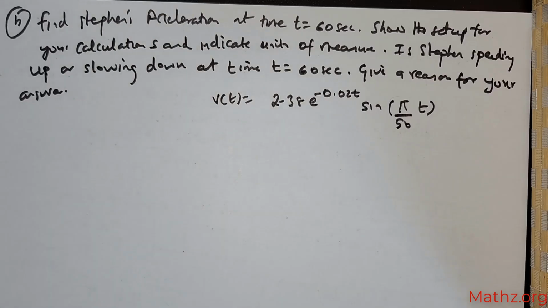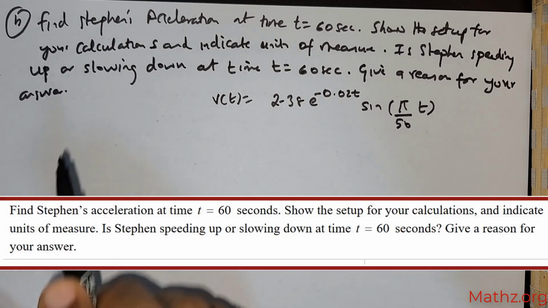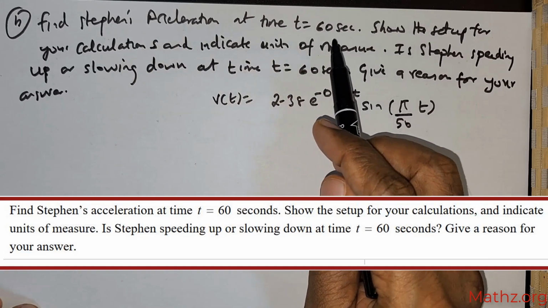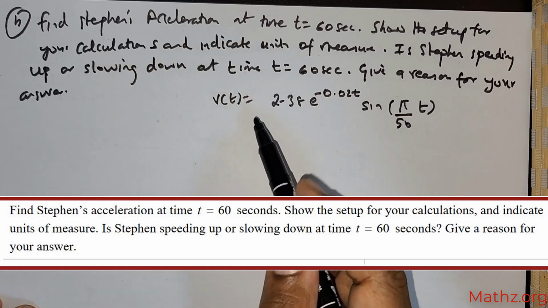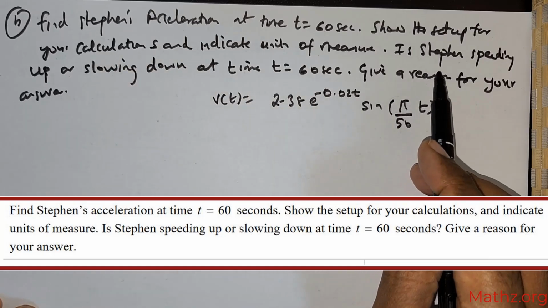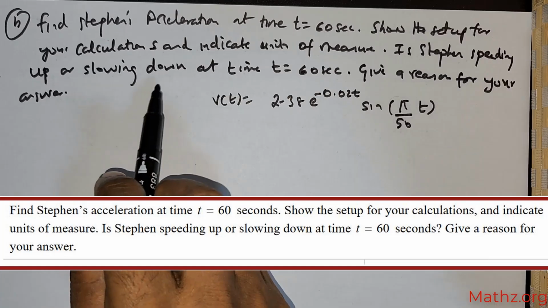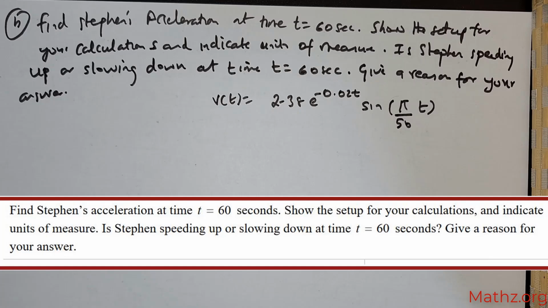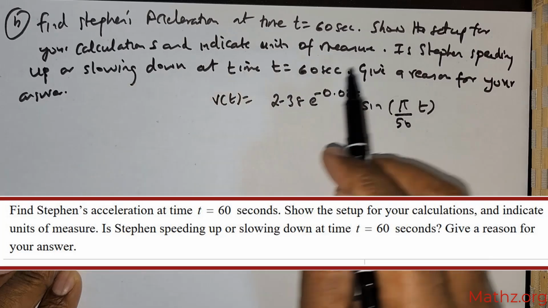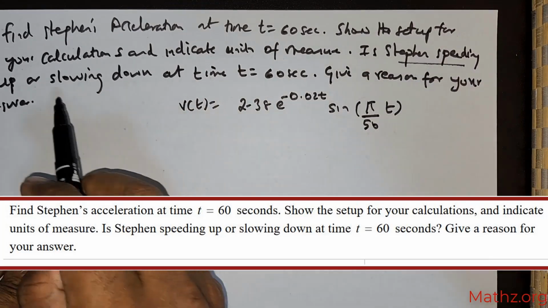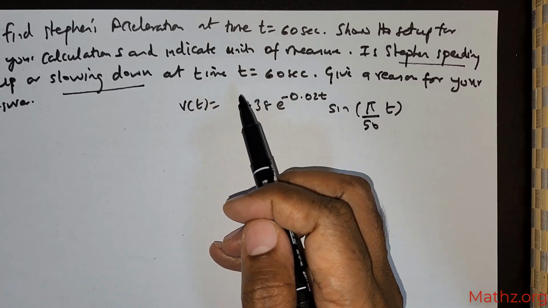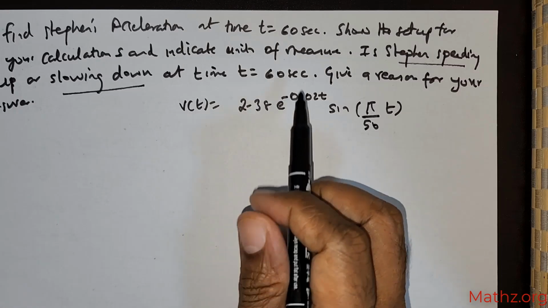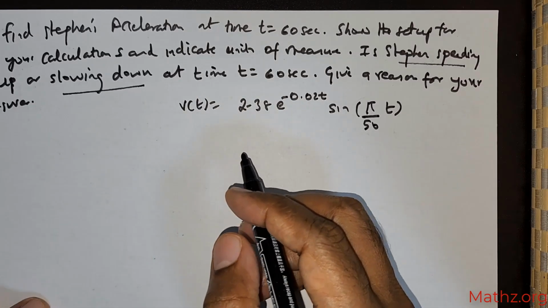So this is the part B section. It's asking us to find Stephen's acceleration at time t is equal to 60 seconds. Show the setup for your calculations and indicate unit of measure. Is Stephen speeding up or slowing down at time t is equal to 60 seconds? Give reason for your answer. So you are expected to state here, is he speeding up or slowing down? And your choice, whatever it be, should directly correlate to the answer that we have got. So let's see how to do this.